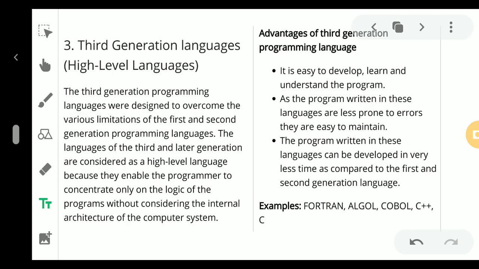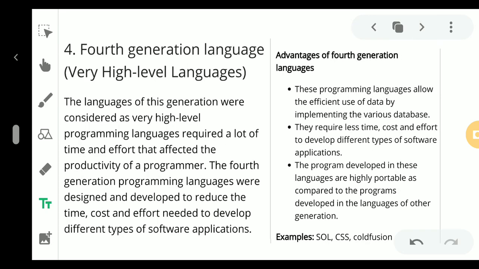For example, Fortran, COBOL, C, C++ are examples of third generation languages. Now coming back to the fourth generation language, this is a very high level language. The languages of this generation were considered very high level programming languages. It required a lot of programming time and effort. Okay, the fourth generation programming languages were designed and developed to reduce the time, cost and effort needed to develop different types of software applications.